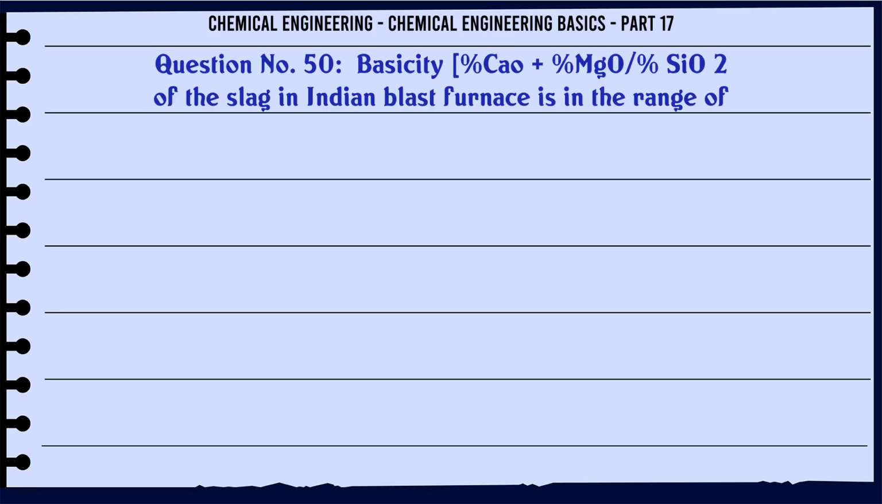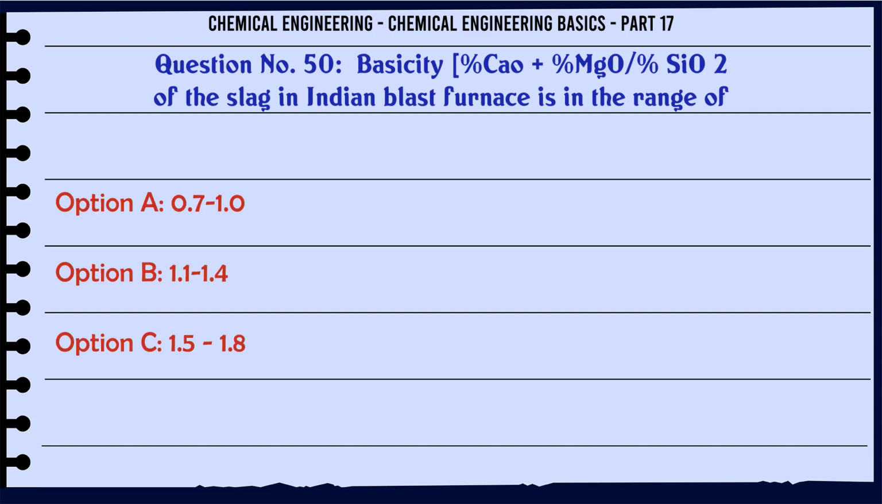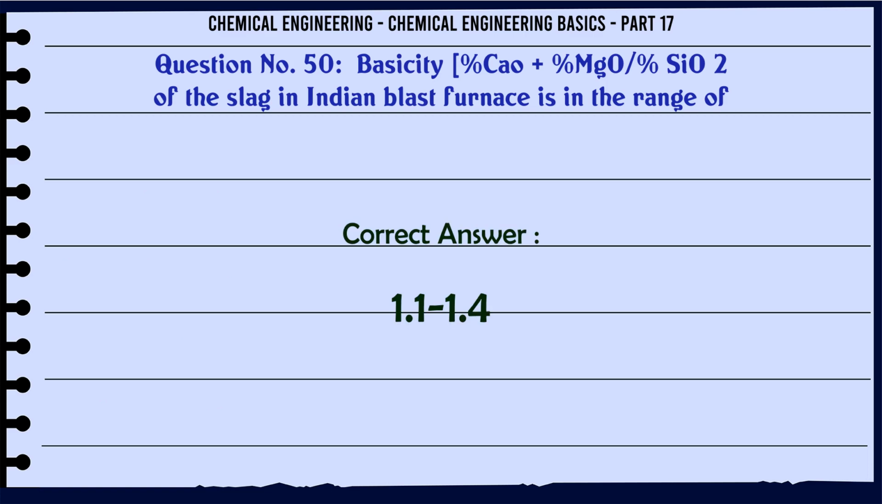Basicity (CaO + MgO)/CO2 of the slag in Indian blast furnace is in the range of A. 0.7-1.0, B. 1.1-1.4, C. 1.5-1.8, D. 2.0-2.5. The correct answer is 1.1-1.4.